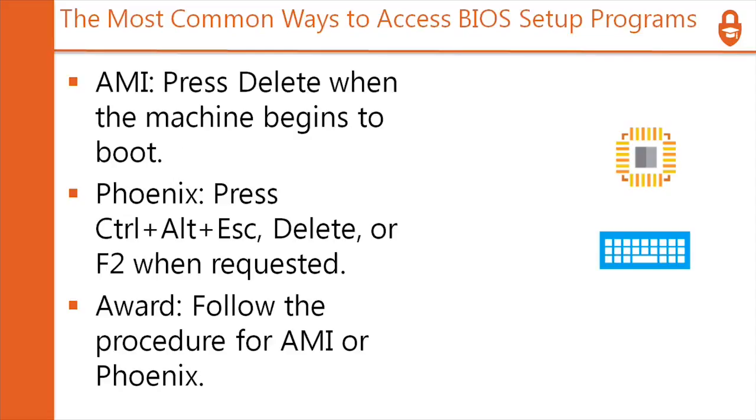The most common ways to access the BIOS setup programs are press delete when the machine begins to boot. It'll actually tell you on the screen, so it's one of these: Control-Alt-Escape-Delete or F2 when requested, and also F12 now on the more modern ones. You can press F12 to get in there. All you have to do is read the screen. It'll tell you what you need to do to get in it. It's AMI and Award, I'm sorry, AMI and Award BIOS. Follow the procedure for AMI or Phoenix. There's also Phoenix, which is a popular one too.